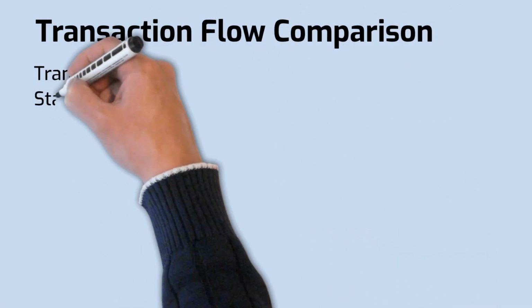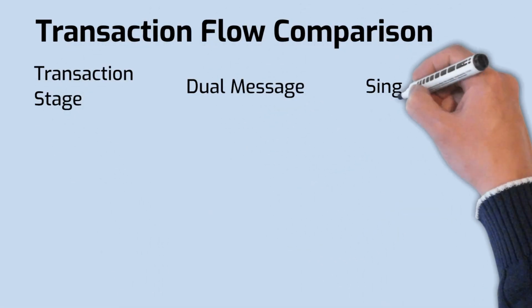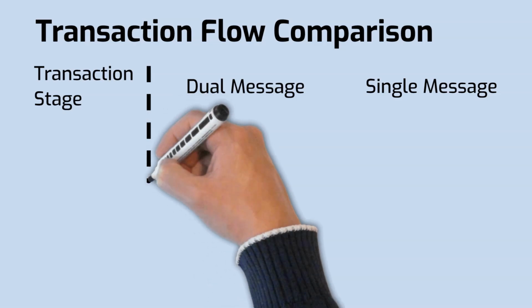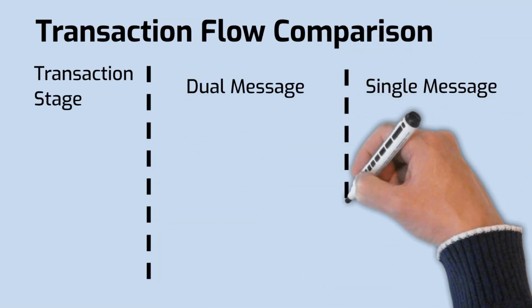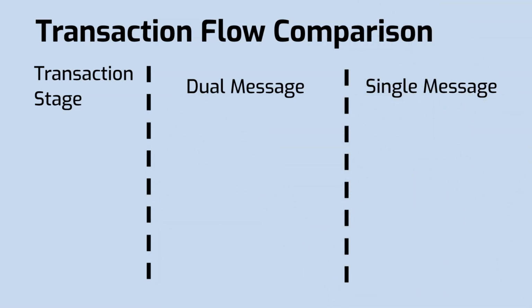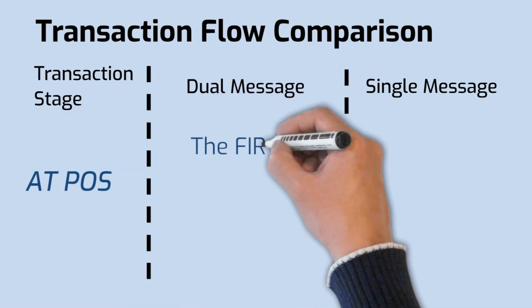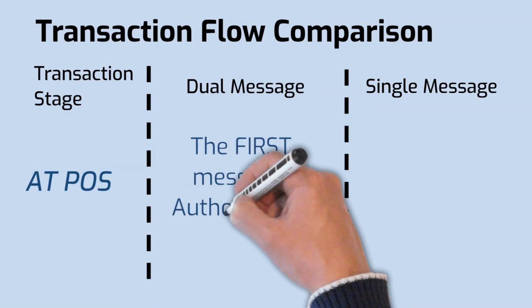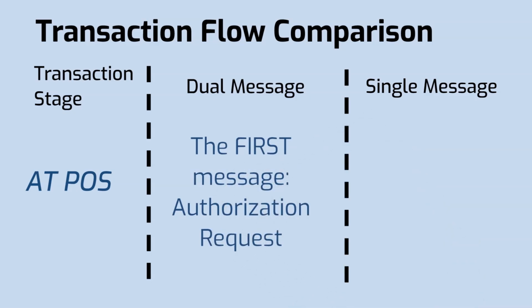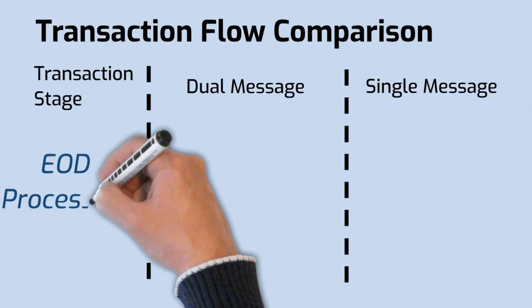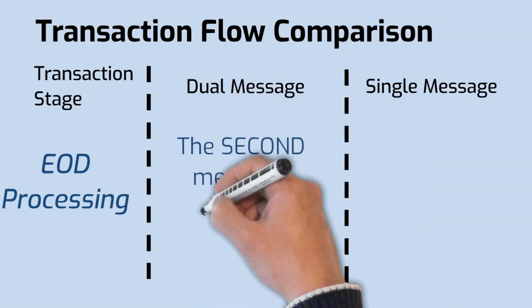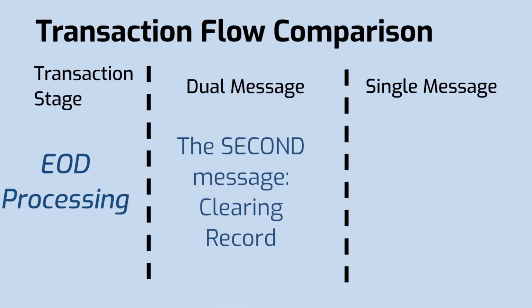Here is a summarized comparison table between dual and single message transaction flow. We'll cover the 4 stages of a transaction: at the POS, end-of-day processing, settlement cycle, and reconciliation. For dual message transaction, at the POS, the first message is an authorization request, the merchant requesting permission to submit a transaction. In the end-of-day processing, the second message is a clearing record that sends the transaction and its details from the merchant to the issuer.